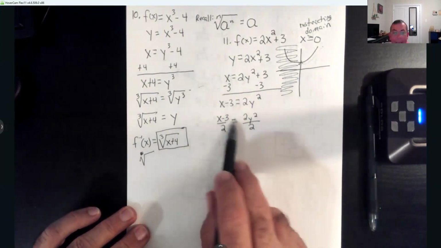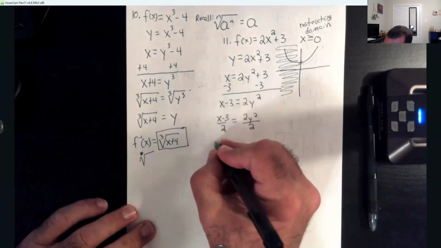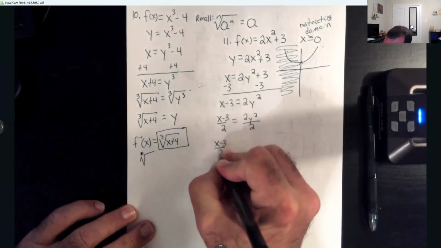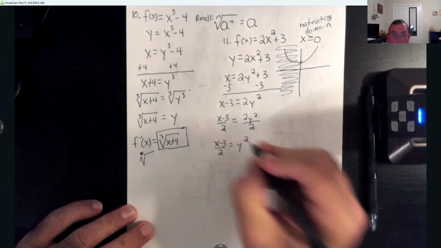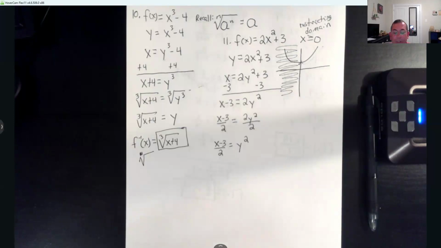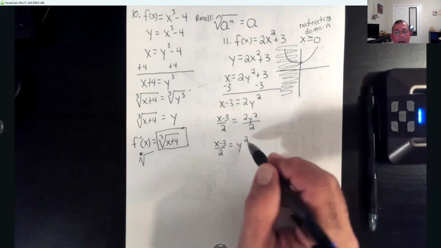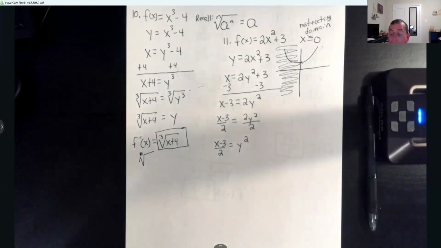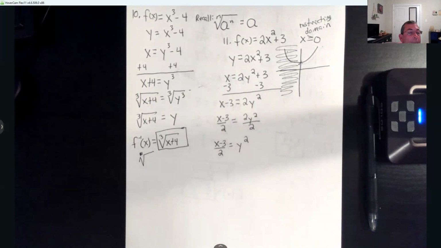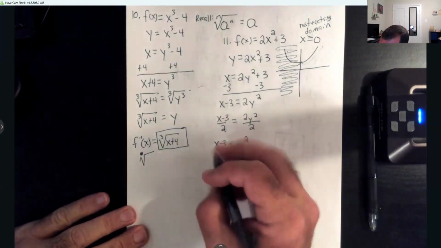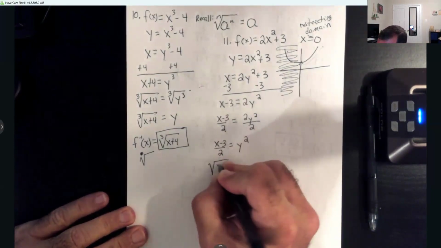So y'all, what's that doing? We can't do anything over here right now. But over here, the 2's cancel, and I'm left with a y squared. So here's the question. How can you turn a y squared into just a y? Let me see what y'all got. Y'all got square root, x minus 3 over 2. Good job. So I'm going to do square roots of both sides.